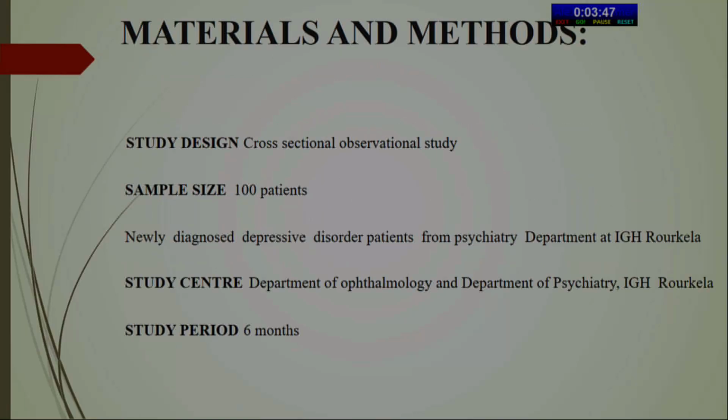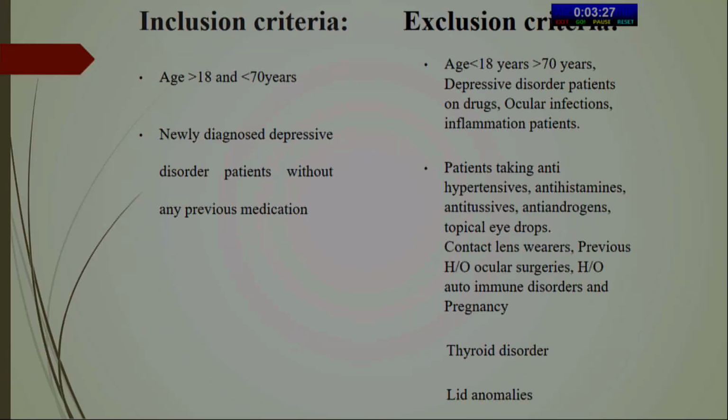Material and method: study design. It was a cross-sectional observational study on a sample size of 100 patients who were newly diagnosed depressive disorder patients from the Psychiatry Department of Ispat General Hospital, Rourkela, Odisha. Study center was the Department of Ophthalmology and Department of Psychiatry, Ispat General Hospital, Rourkela, and the study period was 6 months. I included patients of age more than 18 and less than 70 years old, newly diagnosed with depressive disorder without any previous medications.